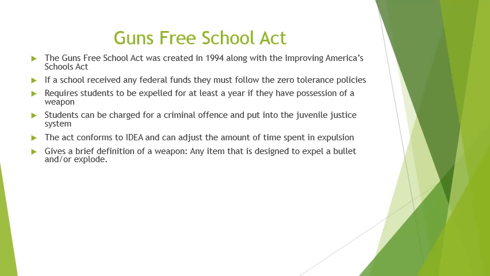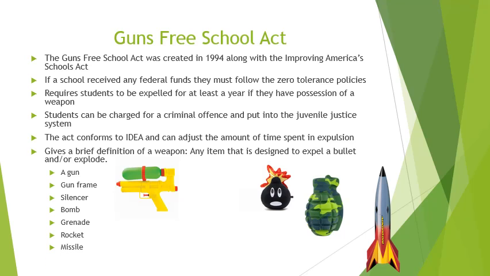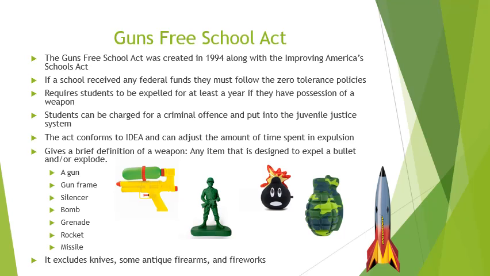The Guns Free School Act of 1994 gives a brief definition of a weapon. A weapon is defined as any item that is designed to expel a bullet and or explode. For example, a gun frame or silencer, a bomb, grenade, rocket or missile. It does exclude knives, some antique firearms, and fireworks.